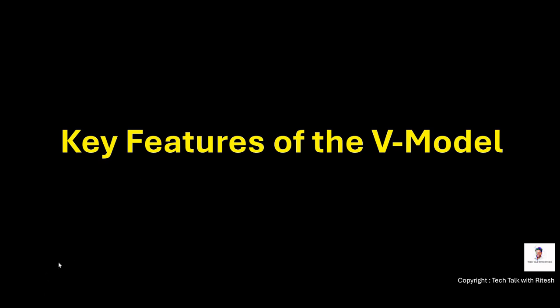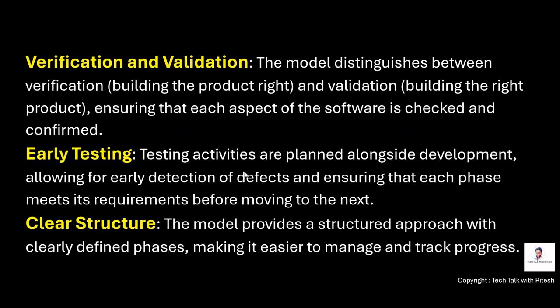Let's see the key features of the V model. Verification and validation. The model distinguishes between verification, building the product right, and validation, building the right product, ensuring that each aspect of the software is checked and confirmed. Early testing. Testing activities are planned alongside development, allowing for early detection of defects and ensuring that each phase meets its requirements before moving to the next. Clear structure. The model provides a structured approach with clearly defined phases, making it easier to manage and track progress.